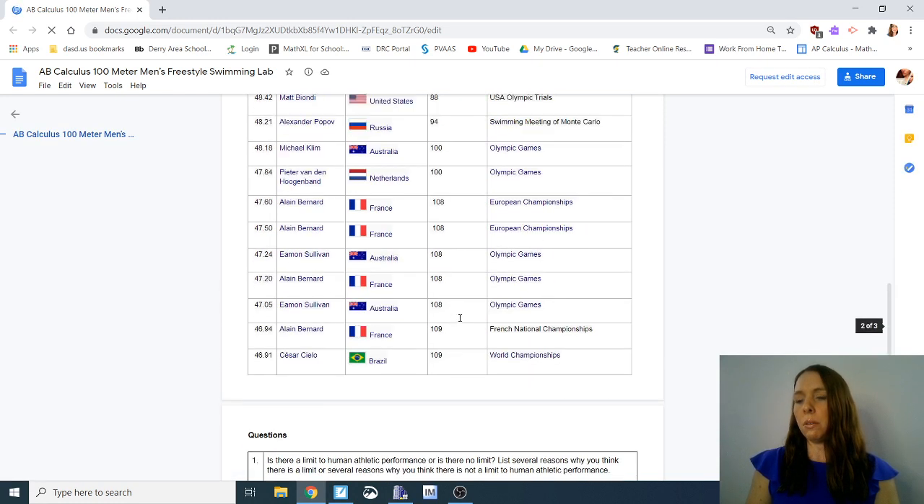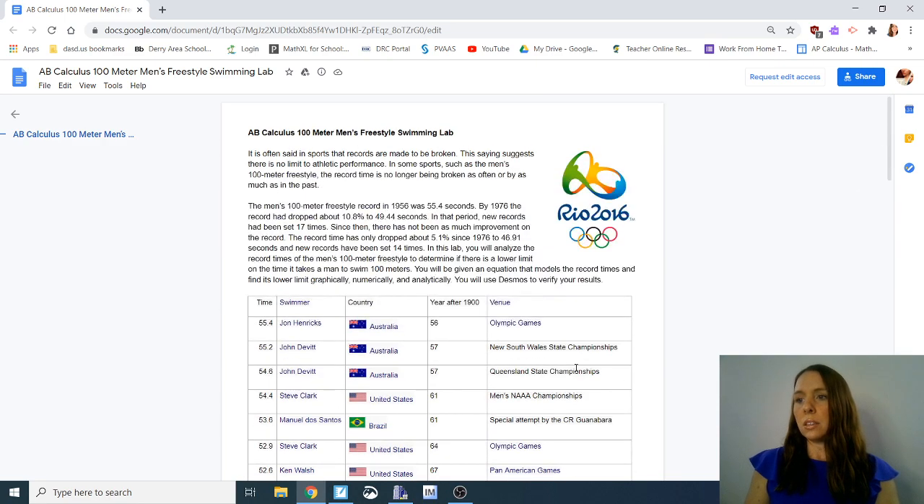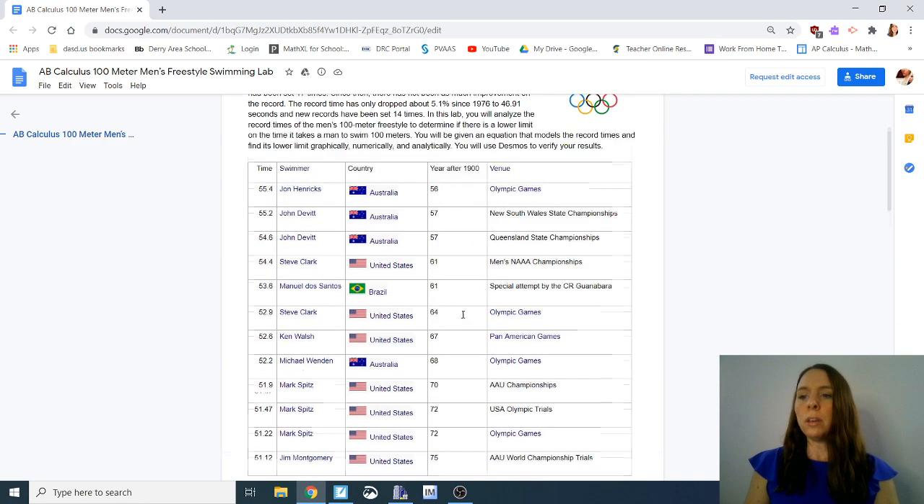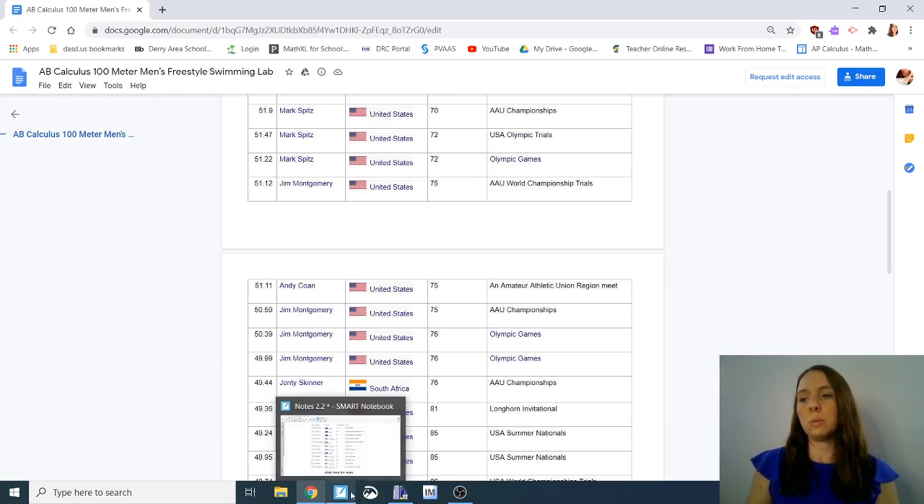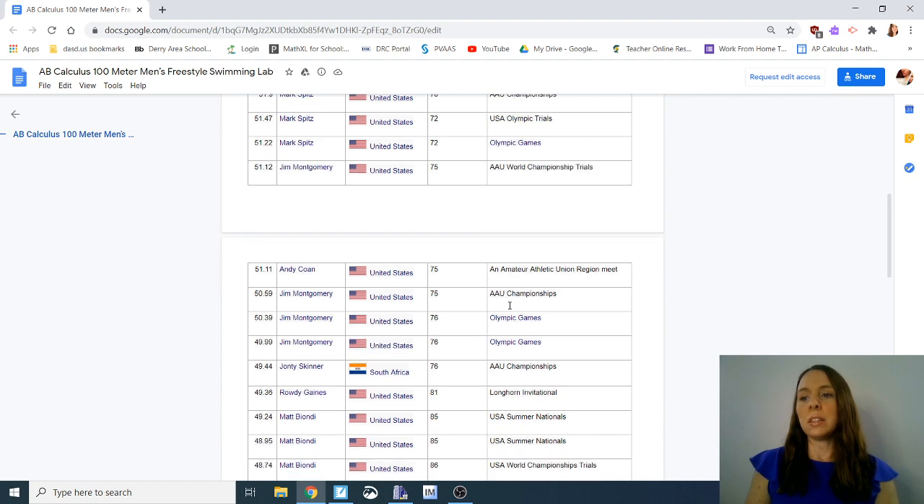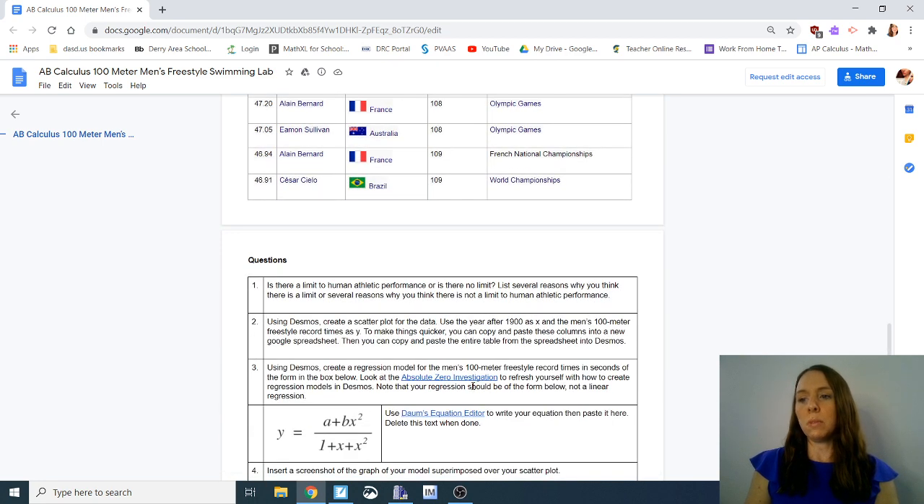Okay, and it goes all the way until, what would that be, 2009. The record was at 46.91 seconds. And so what he has his students do with this exploration is take this data and put it into Desmos. Desmos will create a scatter plot of the data. You'll see that it's a curve, and then you can also have Desmos create a regression model for the data.